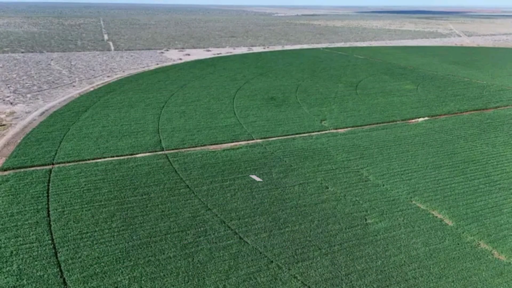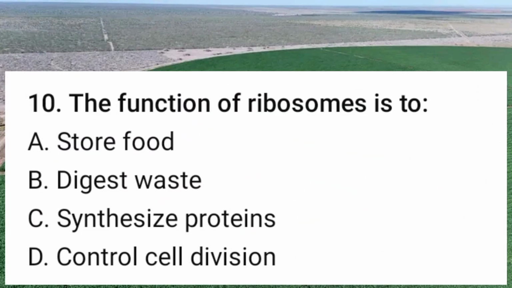Question 10. The function of ribosomes is to store food, digest waste, synthesize proteins, control cell division. The answer is C, synthesize protein.